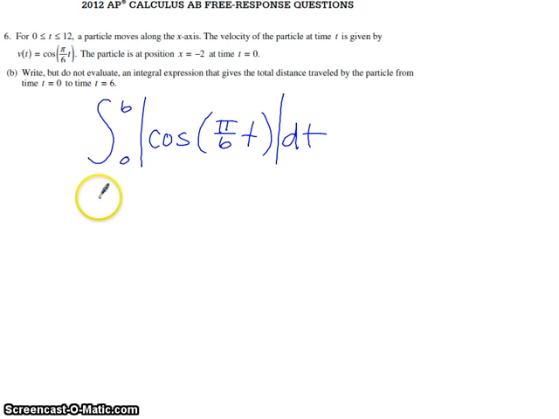Another way you could have done this is you could have done the integral from 0 to 3 of v of t and then minus the integral from 3 to 6 of v of t, only because v was going to be negative from 3 to 6. You'd end up with a negative value for the change in position, and if you subtract the negative, it's just like adding. Either way you get this. The far simpler expression to use would be what I have on the screen here.